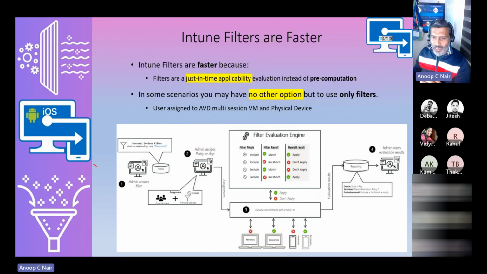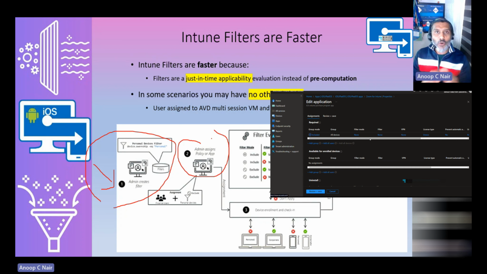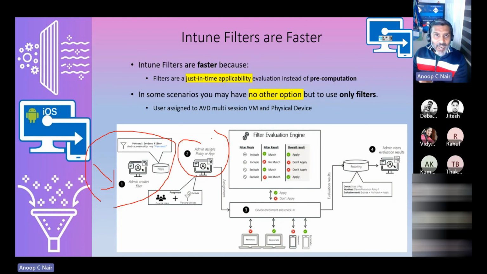This is the diagram which Microsoft produced, and you can see there are different things over here. First, admins need to create a filter rule, an assignment filter rule, and then admins need to assign the filter rule to your application, MAM applications, or policies, etc. For all the supported workloads in the assignment page, you will get a filter option. Normally by default it will be none. If you click on that, a blade will open on the right side and you will be able to include, exclude, etc. So that is the second step.